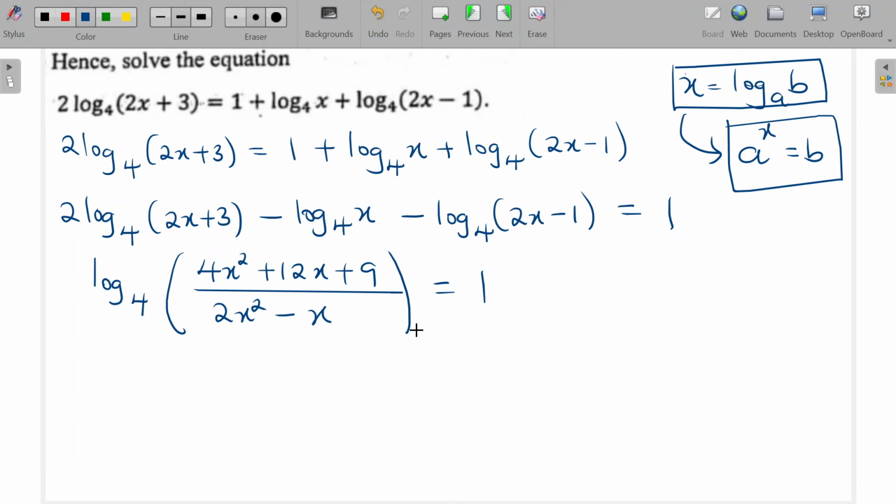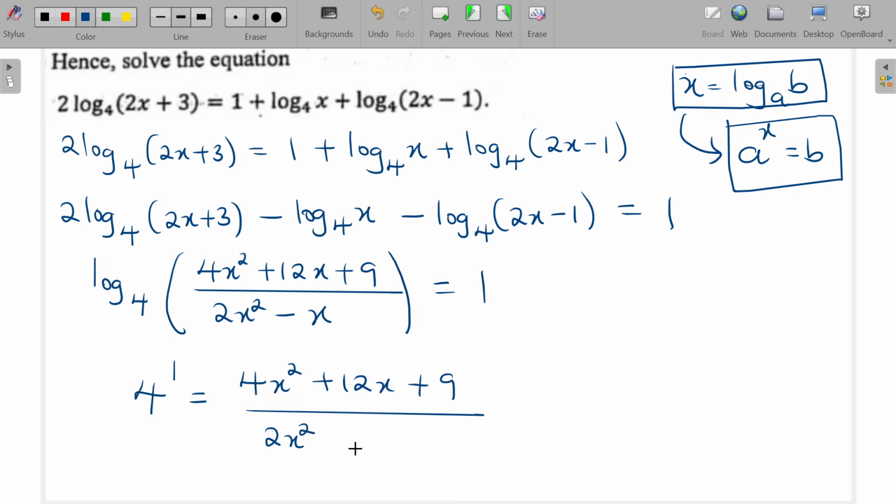So what you're going to do is that this is the base, this is the power, and this is the solution. So you're going to say that 4, which is the base, to the power 1, is equivalent to (4x squared plus 12x plus 9) over (2x squared minus x). Okay, are we together, everyone here?